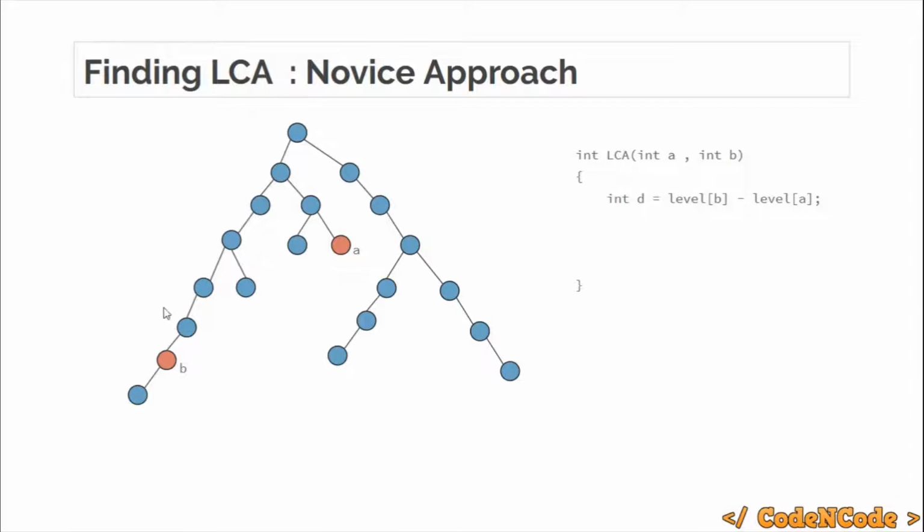Now it's time to raise B one by one till it reaches the level of A, or basically the difference between their levels is 0. So while D is greater than 0, we would update B to be parent of B. So parent of B, as you can see, is this node. In a single DFS you have to calculate two things: the level of each node and the parent of each node. Parent of this node is this, parent of 1, this would be our root, parent of root is not known, so you can store -1 there.